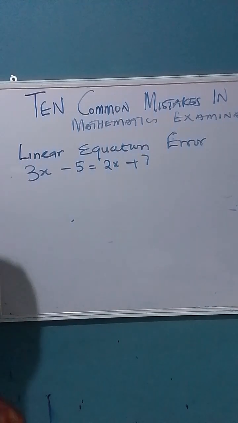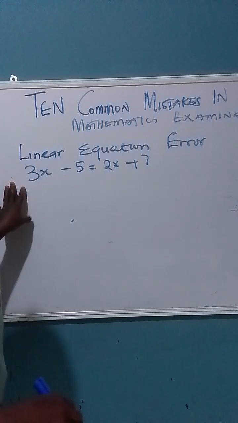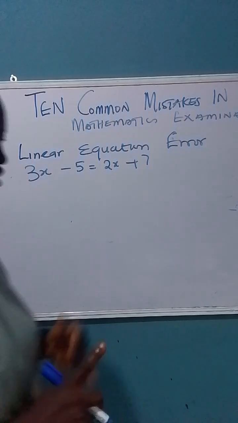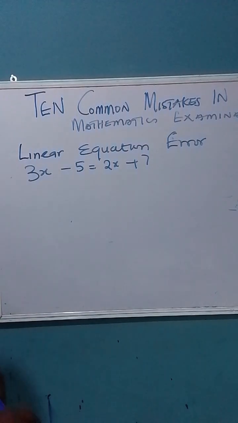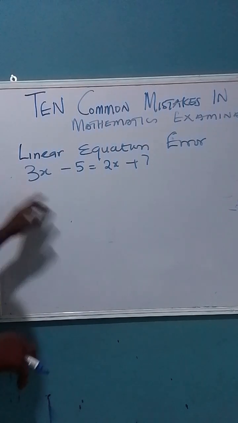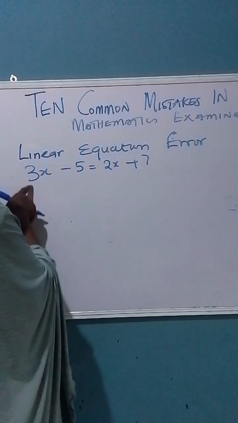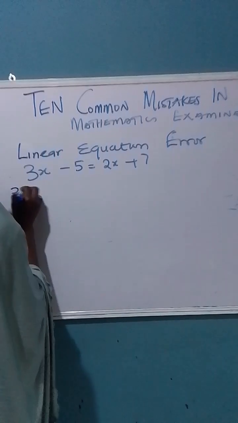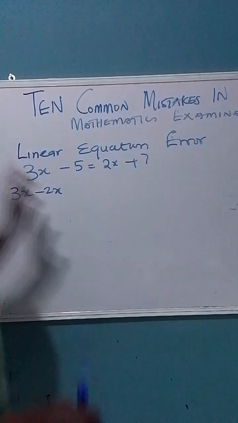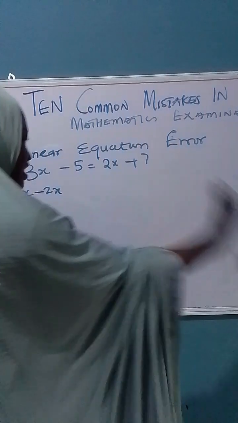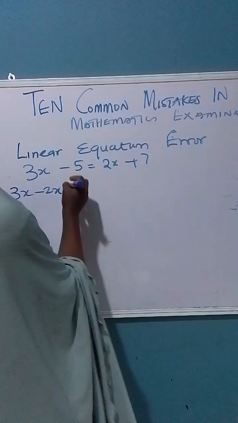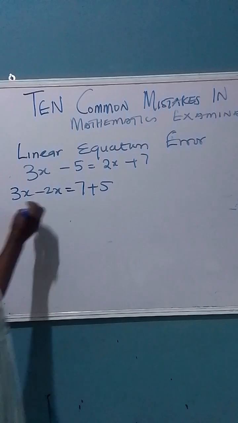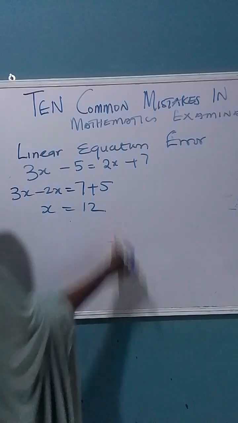Now in this linear equation error, it has to do with moving of terms. If you want to move terms, you have to consider one thing: you are going to consider the sign of the integer. For instance, this 2x, if you want to move it to the left hand side, is in plus state here. When it crosses, it's going to be minus. So it's going to be 3x minus 2x. But if you want to move this negative integer to the right hand side, it's going to be changed to positive. So it's going to be 7 plus 5. So it means that 3x minus 2x is going to be x, and our x is going to be 12.